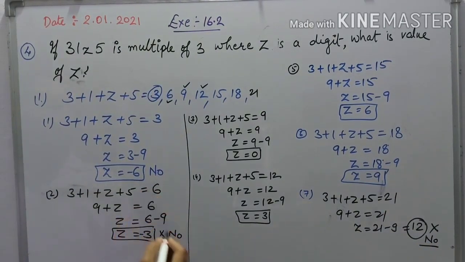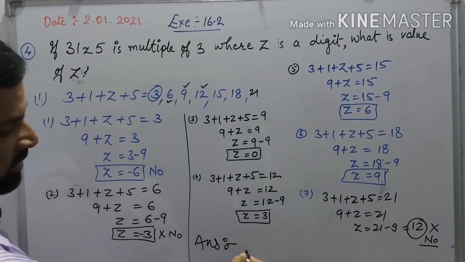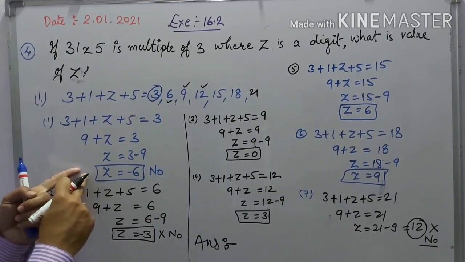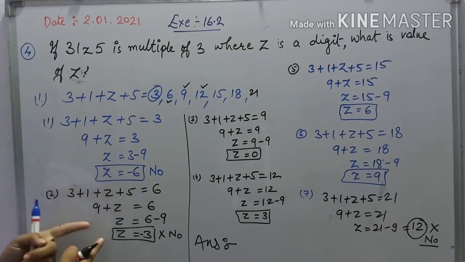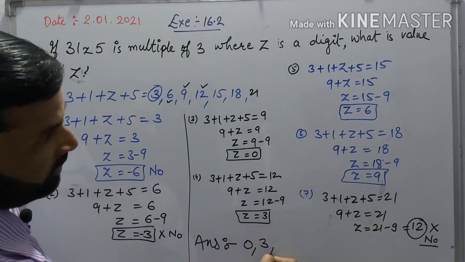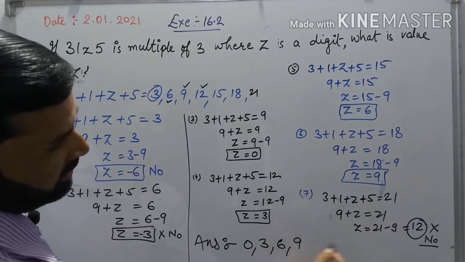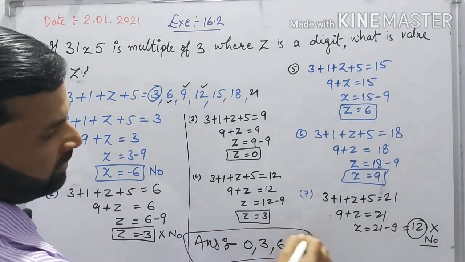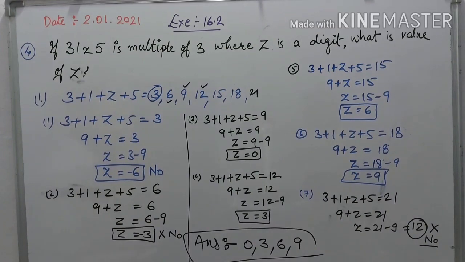So the final answer is: minus 6 is cancelled, minus 3 is cancelled, the first value is 0, second 3, then 6 and 9, and 12 is cancelled. Okay, so here these 2 exercises are finished.